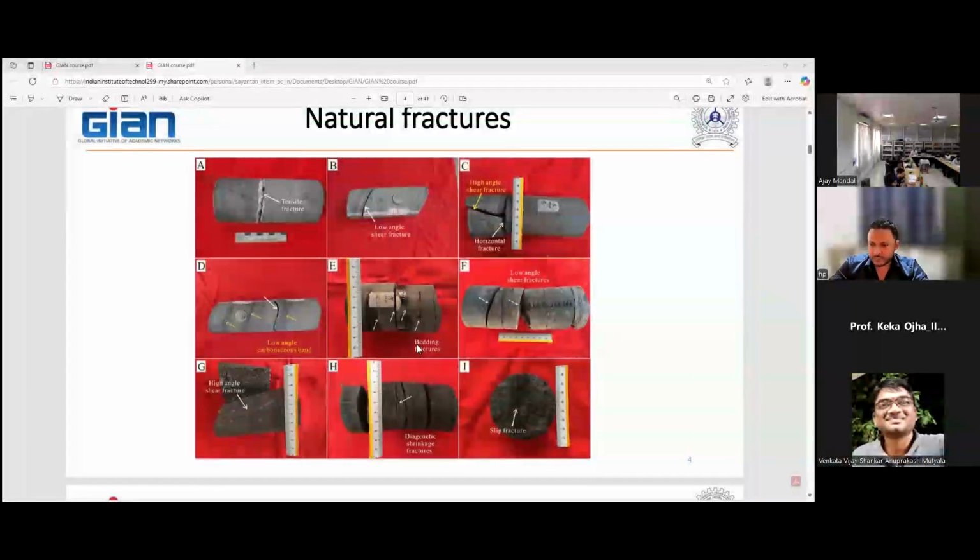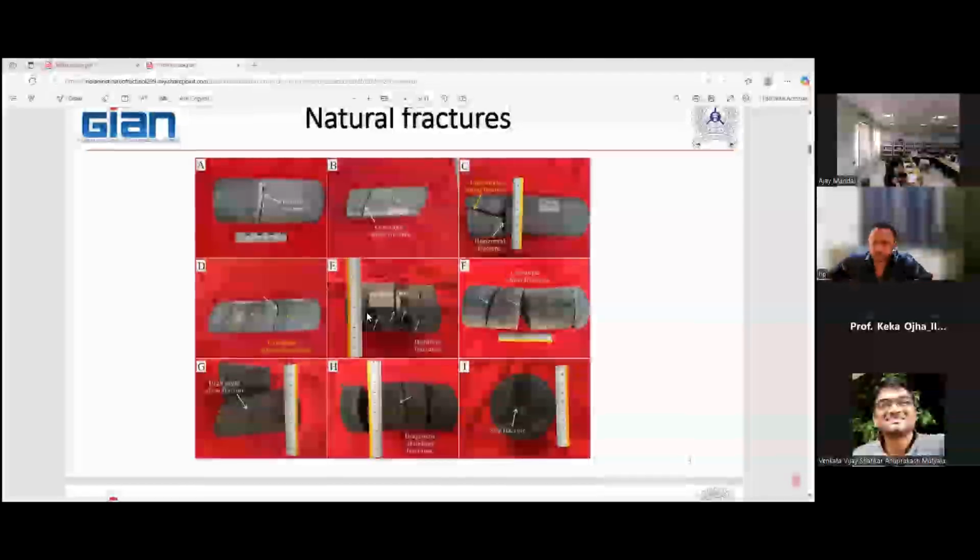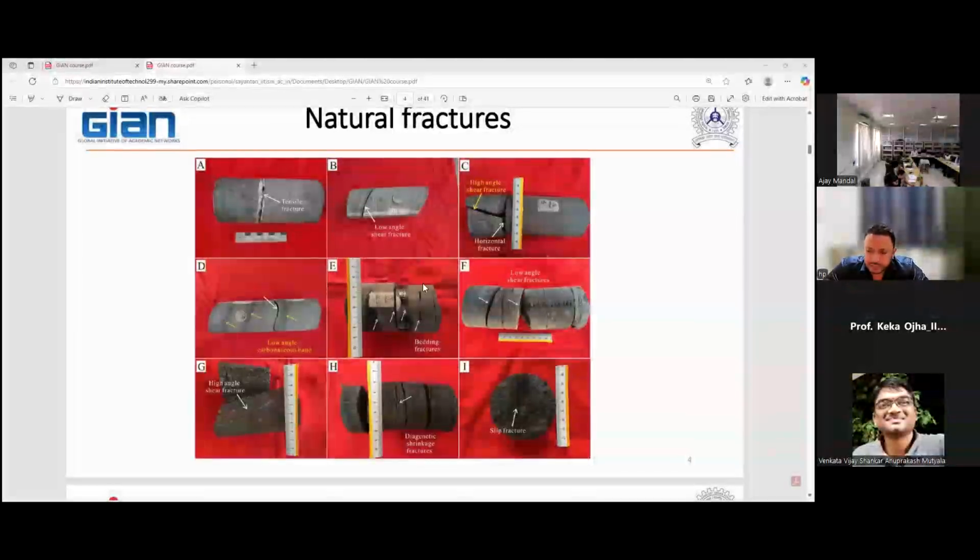Then you have these bedding parallel fractures. So these are the shale beds. And then there is this bedding parallel fracture. Sometimes the bedding planes in shales are really weak. So because of these weak bedding planes, sometimes it becomes easy to create natural fractures along the bedding.